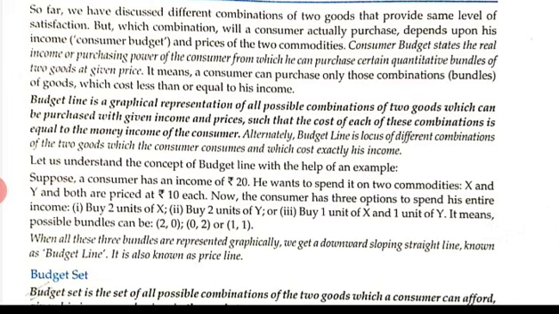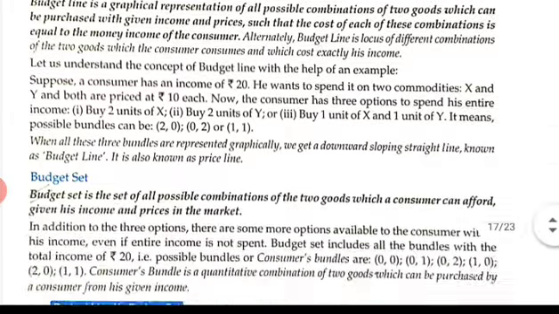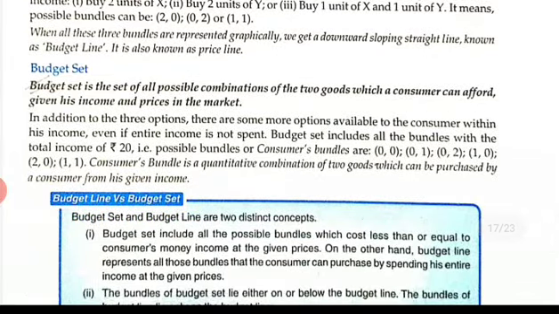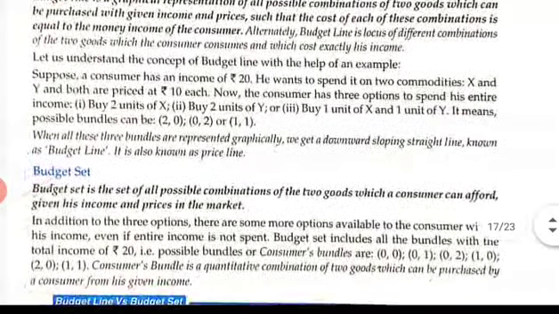When we plot all these bundles graphically, we get a downward sloping straight line, and that is known as the budget line. It is also known as the price line. After that is the budget set.